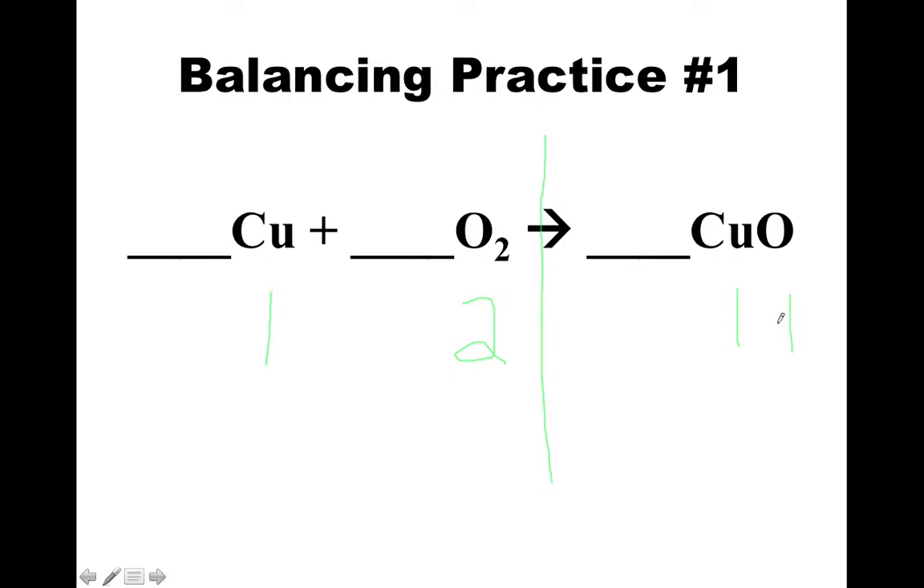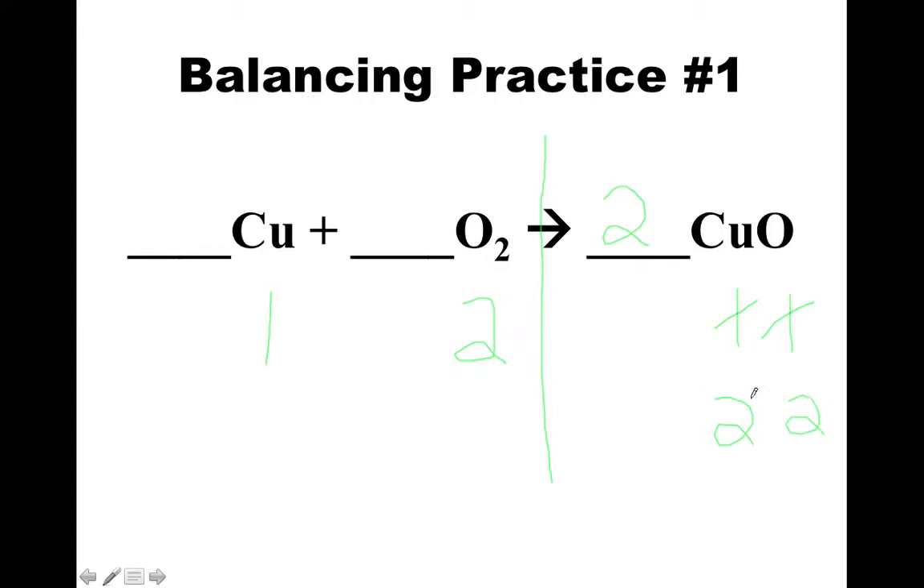So what I do is I take my lower number over here, 1, and I ask myself, what can I multiply times 1 to give me 2 so it'll balance over here? And it's actually a 2. So we're going to write a big coefficient in front of the whole compound. So now I'm going to draw a line through both of these, and I'm going to recount my atoms. 2 times the 1 copper gives me 2 atoms of copper, and 2 times 1 oxygen gives me 2 oxygens.